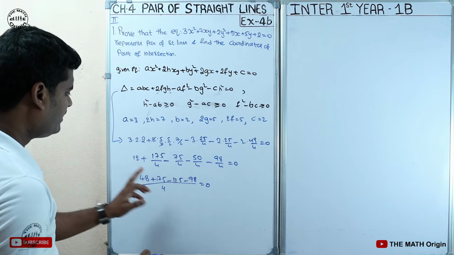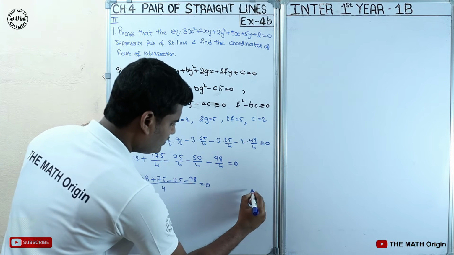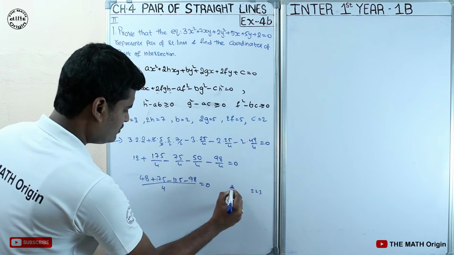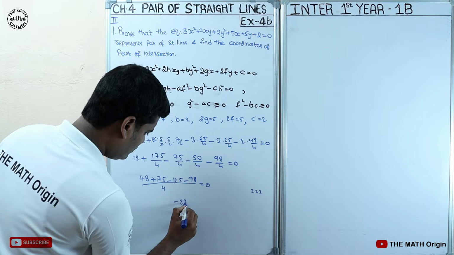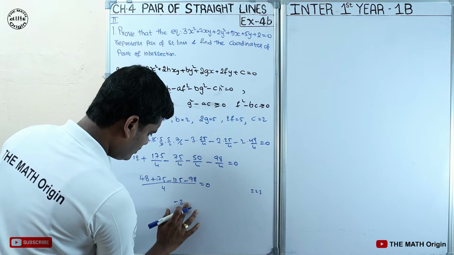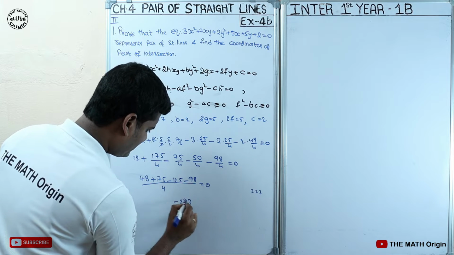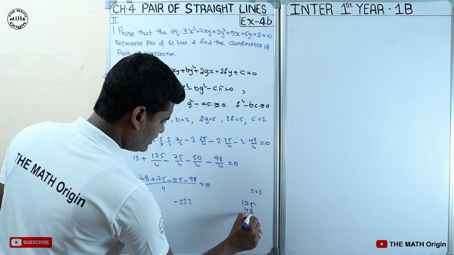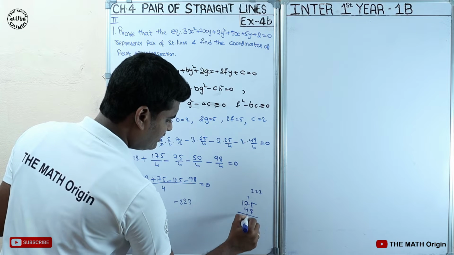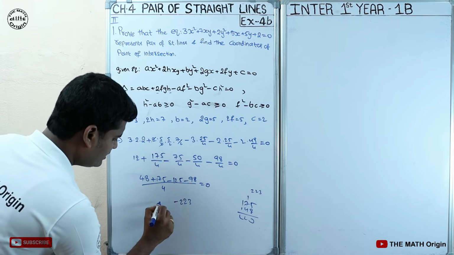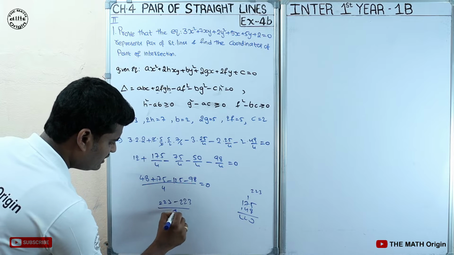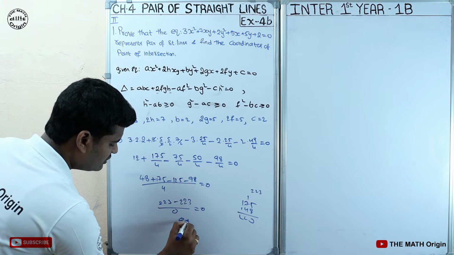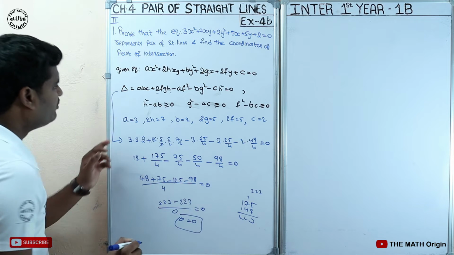Now let's add these values. These two values sum to 223 with a minus sign, and these two values, 175 and 48, sum to 223. So this is 223 minus 223 divided by 4, which is 0. So 0 equals 0, and we have proved one condition.